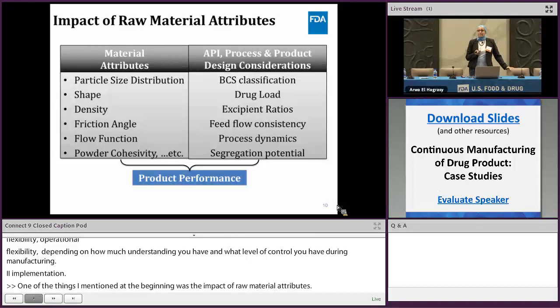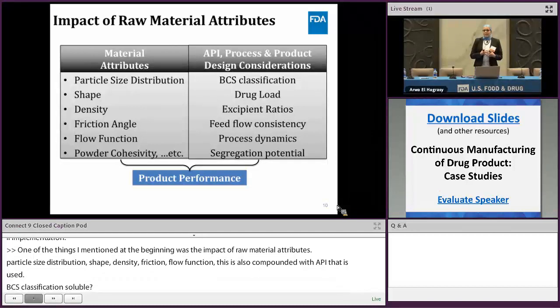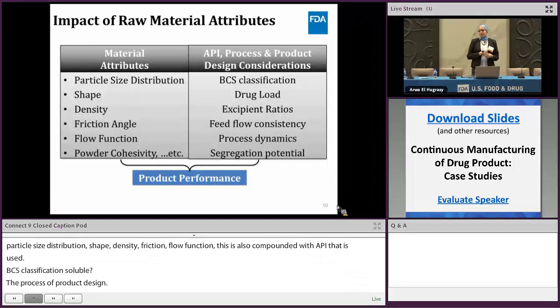For example, the BCS classification. Is it poorly soluble? Is it highly soluble? The process and product design, what's the drug load in the formulation, how the process dynamics work. So when you think of all this, this all can interact and impact the product performance.